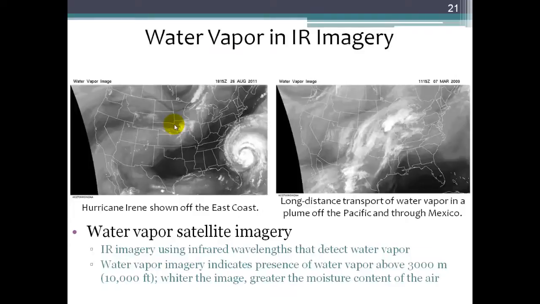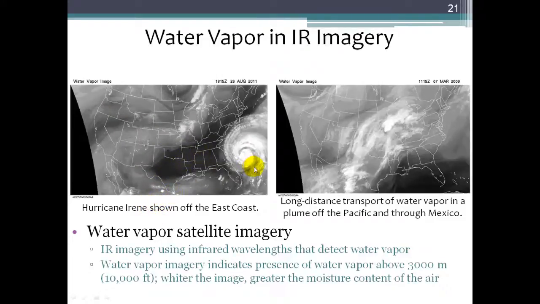Here we see water vapor in infrared satellite imagery. We can attune the sensors on a satellite to read through the infrared spectrum that picks up water vapor, and that's what we see in these images. The water vapor imagery shows water higher in the atmosphere as bright white, like we see here with Hurricane Irene. Water vapor that's lower in the atmosphere becomes grayer. And if there's no water vapor at all, then we're seeing just dark spots.